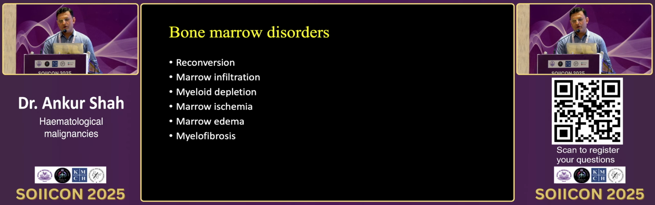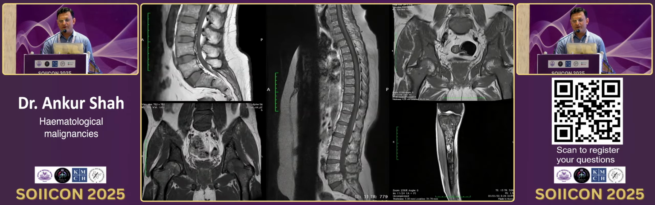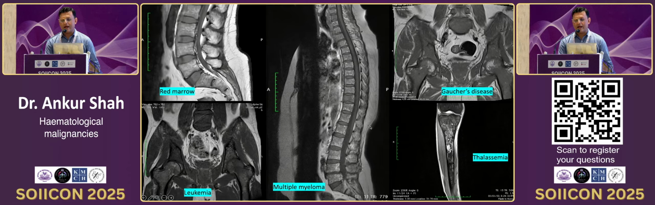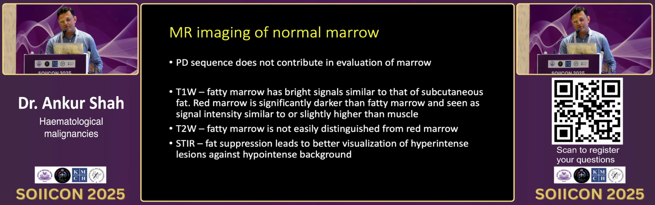Could be not always marrow infiltrative disorder, it could be marrow reconversion, sometimes even marrow depletion or myelofibrosis-like condition. They all present in a similar way. So all of these might be showing hypointense marrow on the T1 weighted image, but if you look at the diagnosis, then they might be representing different conditions, and that is why many of the times we need to go ahead with the bone marrow biopsy for confirmation of diagnosis.